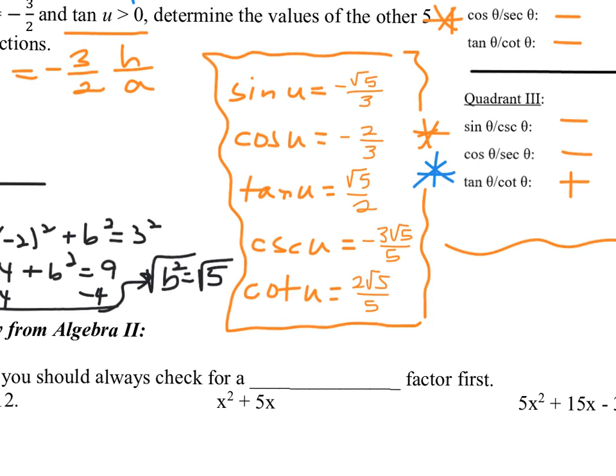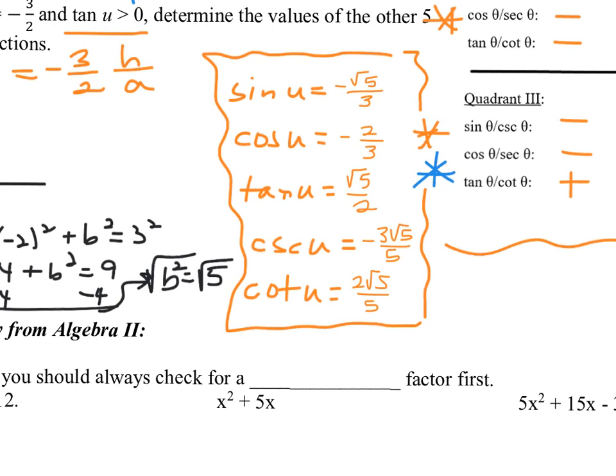Okay, how did you do? If we have that y value being negative square root 5, sine u just equals opposite over hypotenuse, or negative square root 5 over 3. Cosine u is just the reciprocal of secant, that's just negative 2 over 3. Tangent u, check this out everybody, did you notice that tangent and cotangent are positive? That's because the x and the y value will cancel the negatives out in the fraction. Tangent of u equals square root 5 over 2.